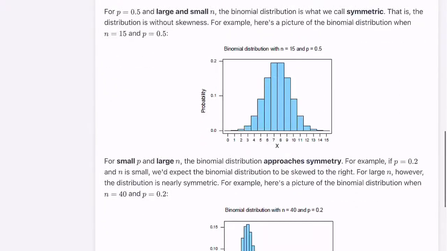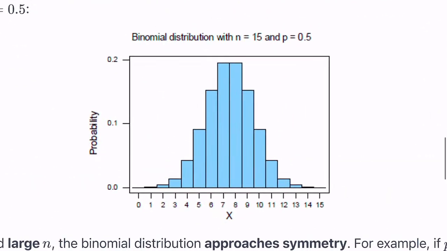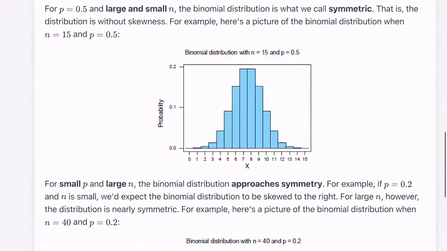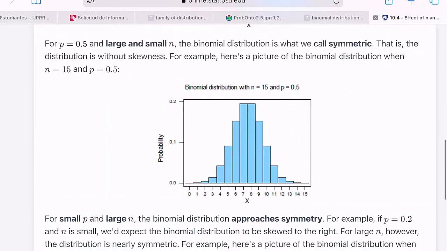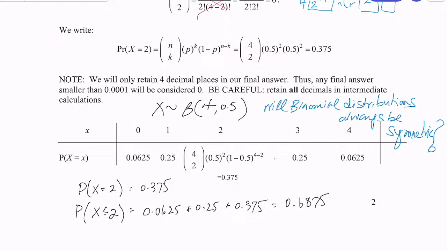You can find tables. Here's a symmetric one. And it's not a coincidence. P is 0.5. So if P is 0.5, you will for sure get symmetry. If you look at the pattern of the formula, you'll understand that. But there is another place where you will find symmetry. And we'll talk about that later. I don't know if we get to that today. Maybe we will. But for now, binomial distributions are not always symmetric, but they are if P is 0.5.